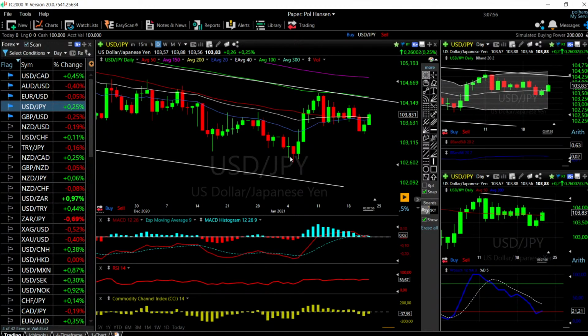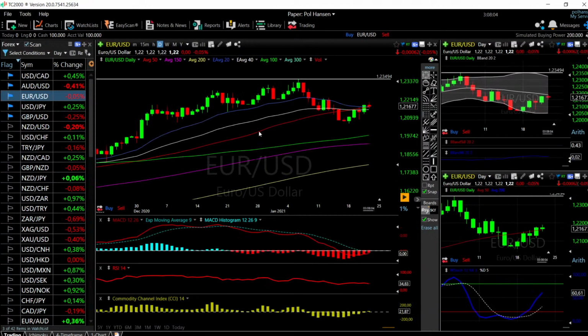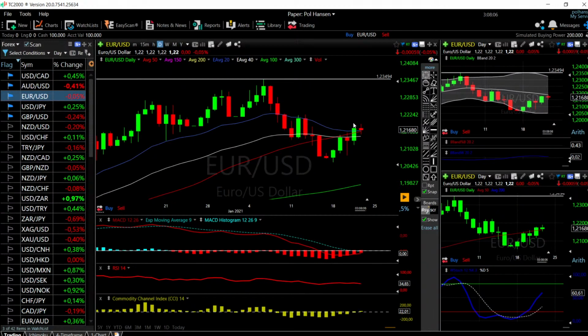So this is just wait and see how far we can go to the upside and then just sell. So Euro US dollar. It looked promising, but then it fell apart again. So I am bullish on this currency pair. I think this was the bottom for this time.